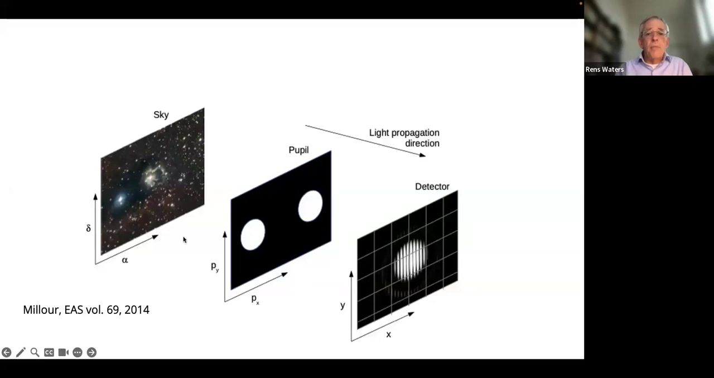So we have the sky image, we have the pupil. In this case, the pupil is not a single telescope, but two telescopes. Then at the detector, we let these two pupils interfere, and you get this interference pattern that we are interested in, which encodes the spatial information of the object as if it were observed with a telescope with the diameter of the separation of the two pupils.